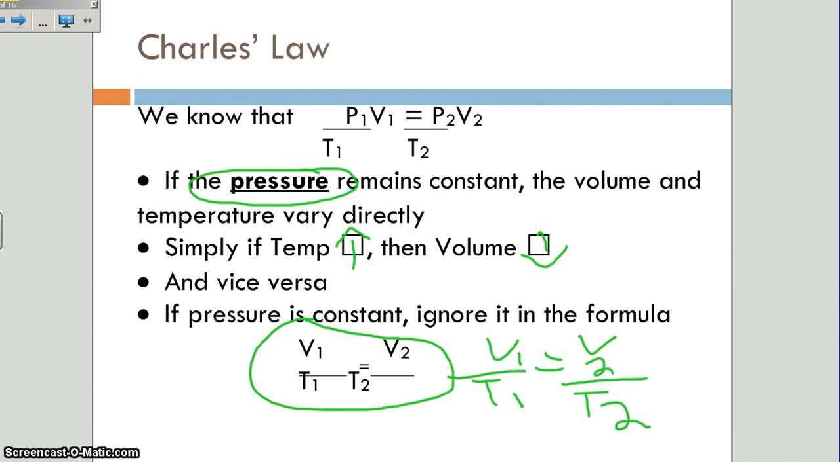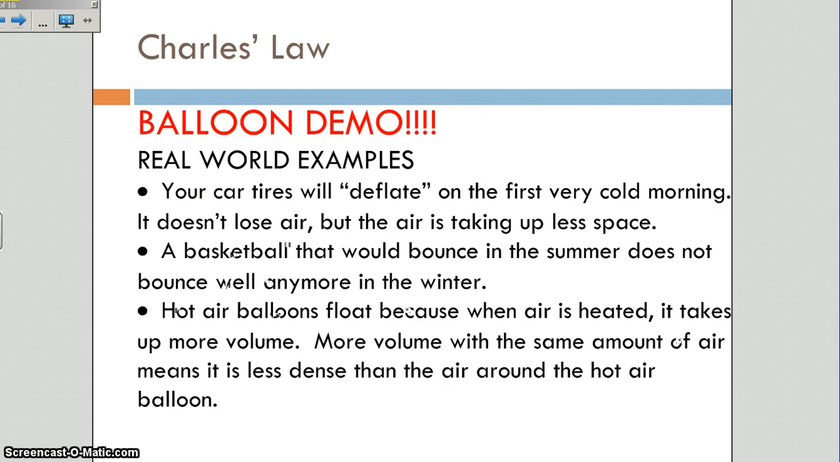Much like Boyle's Law had some real-world concepts or applications, so does Charles's Law. We can take a look at a few of those. Talk about your car tires deflating, for those lucky few that can actually drive without mommy and daddy legally. Your car tires deflate on a very cold morning. They'll deflate because all of a sudden the air molecules within that tire are no longer moving as rapidly and they're not taking up nearly the amount of space. You can think of it as them kind of grouping together.